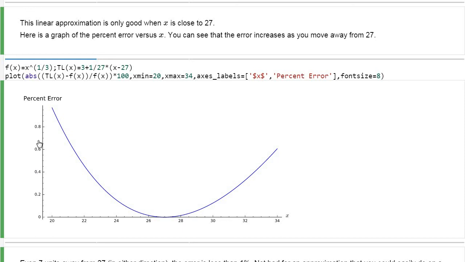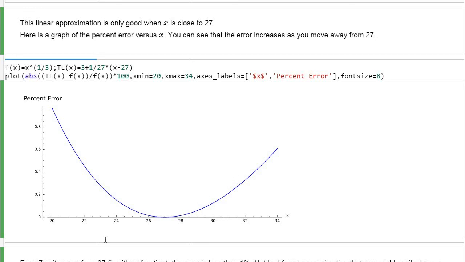Now notice though the y-axis here, the top of this y-axis is 1%. So all of this is less than 1% error, which in many applications would be perfectly fine. And in the x direction, we went from 27 up here to 34, so that's 7. And here from 27 down to 20, that's 7 in that direction. So we went 7 units away in either direction, and we're still less than 1% error. Now this is all based on the same tangent line. We haven't changed tangent lines at all.